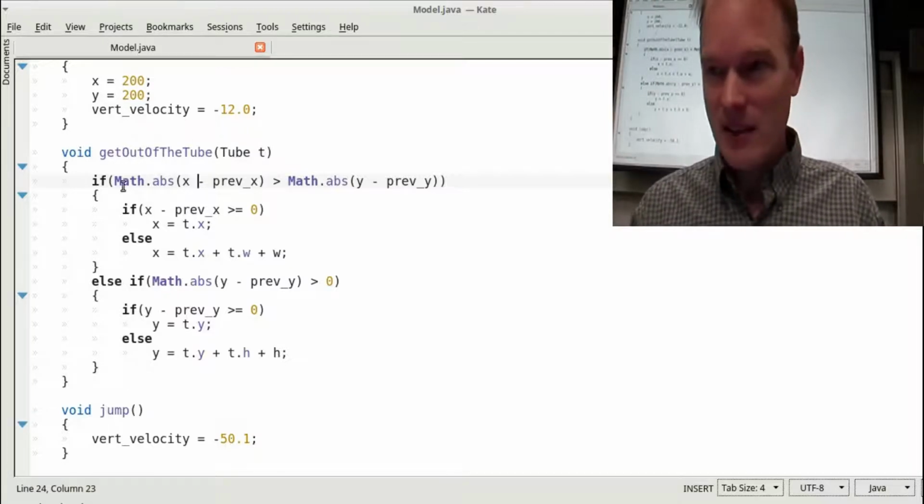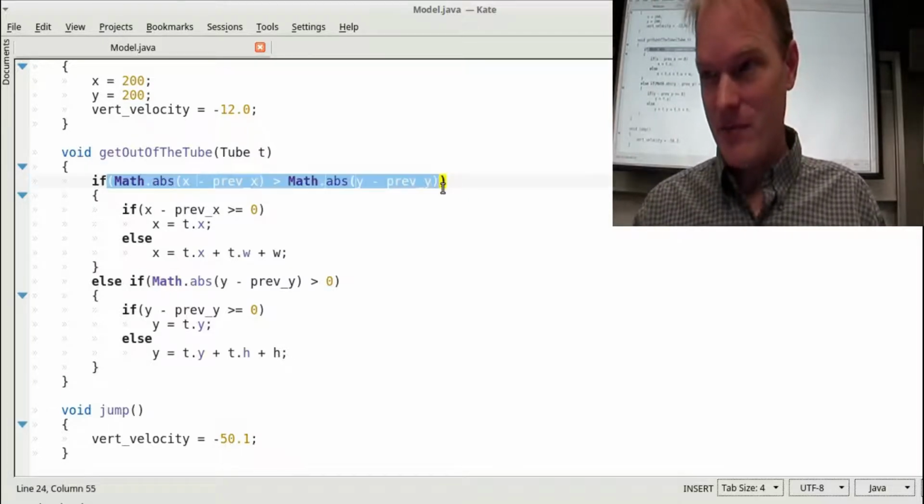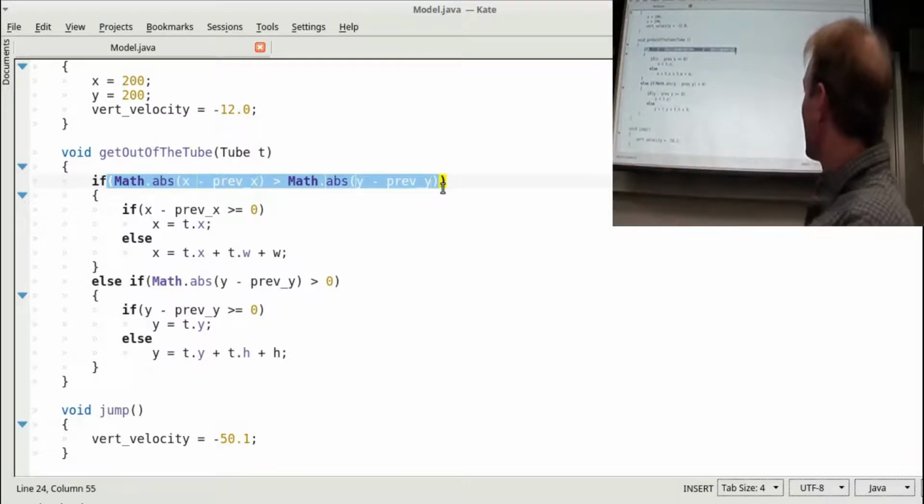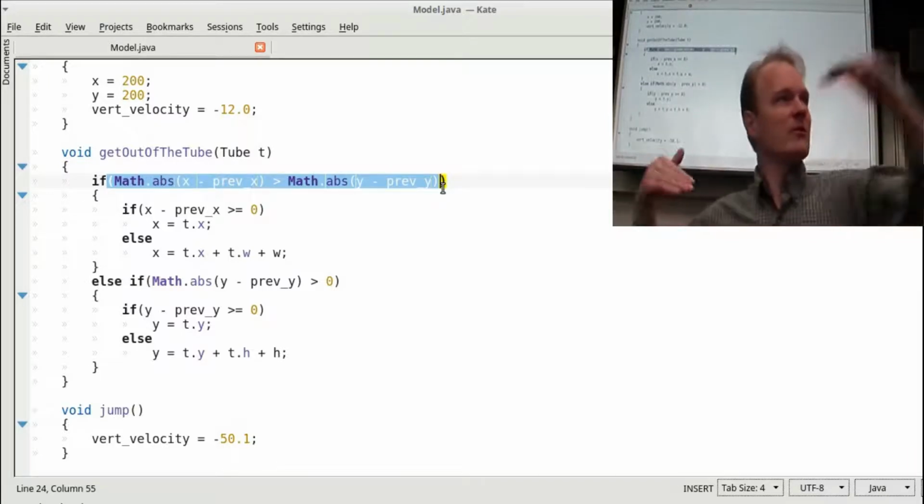So basically, I use this logic. If you're moving more horizontally than vertically, then you probably entered through the side of the tube, right?